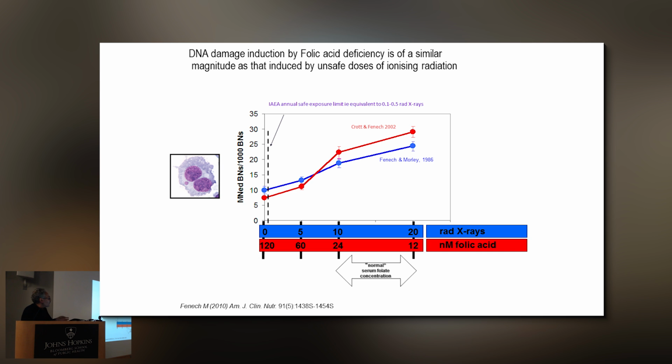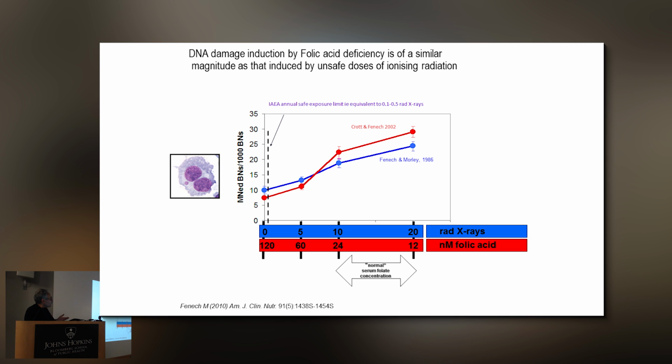What we did here was culture the lymphocytes within the physiological range that is considered adequate to prevent anemia, between 12 and up to 120 nanomolar. The question was, if 12 is sufficient to prevent anemia, we're assuming it's going to be sufficient to prevent DNA damage as well. Is that correct?